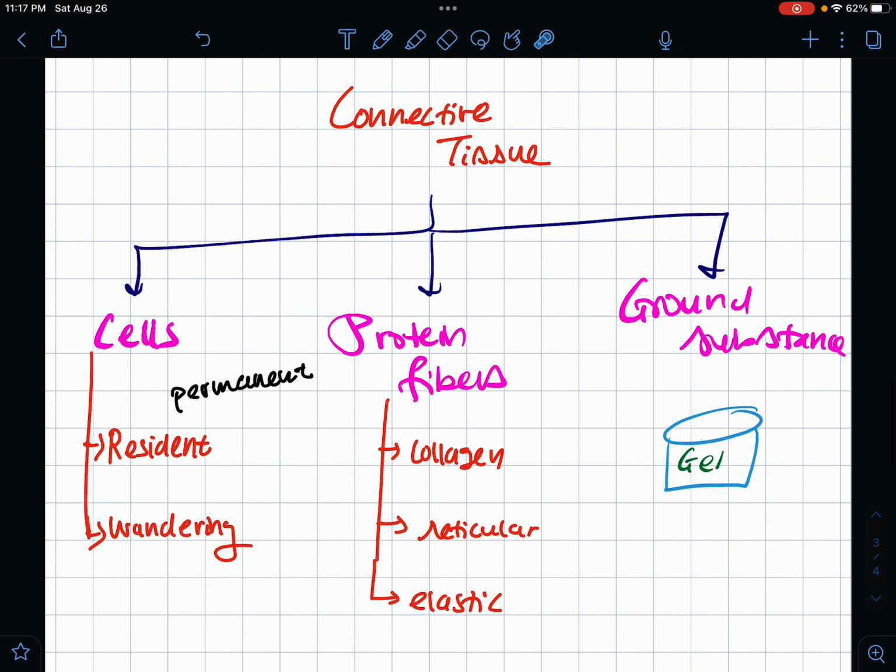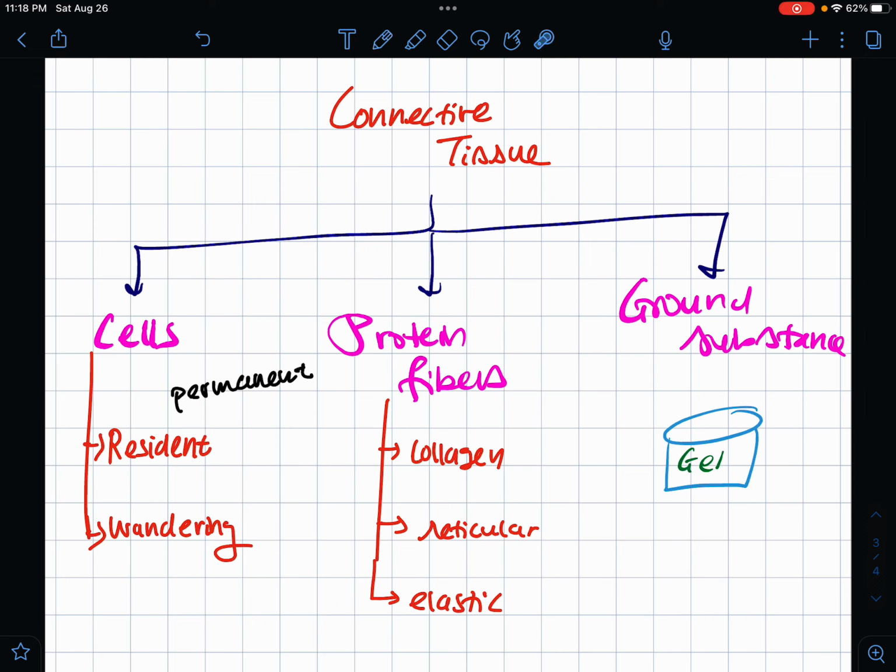Okay, so there's three components. There's the cells, the protein fibers, and the ground substance. When we talk about the cells, you have to understand that there are two types of cells for connective tissue. There's resident cells and the wandering cells. Resident cells don't move around much, so they can be regarded as permanent cells. And then there's wandering cells, which move from tissue to blood when there's a specific stimulus, for instance, an infection.